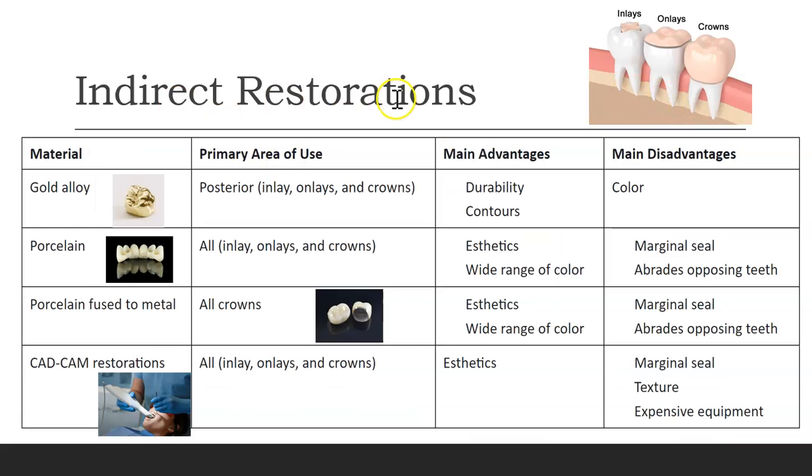When you look at indirect restorations, these are ones that you go to the lab to make, so a gold alloy, a porcelain, even porcelain fused to metal where they have that metal component. And then there are even CAD/CAM restorations where they scan your teeth and then they make it right then and there with a machine. They can make an inlay or an onlay. So this is what an inlay looks like. It's inside the crown. This is what an onlay looks like. It's on top of the crown. You have the crown of the tooth, and this is an entire crown. So lots of things that could be made outside the client's mouth.